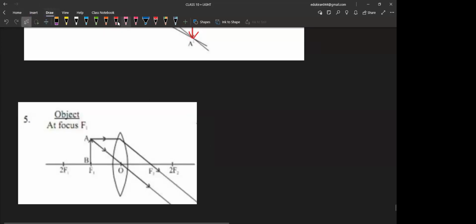Now look here. Between 2F1 and F1 we have already kept. Now we'll move it again a little closer to the lens. Now where are we having the object? Object is at F1. Now what is happening when the object is at the focus? Where is the image formed? Infinity. So this is that case.